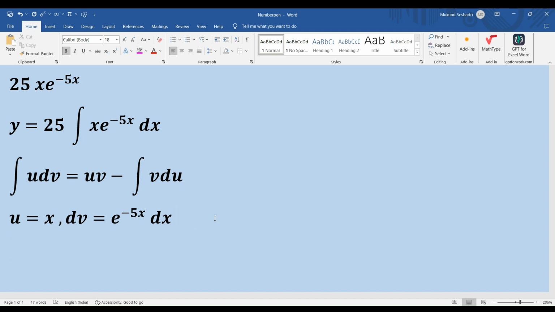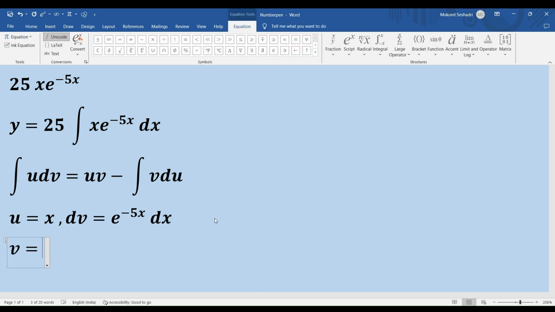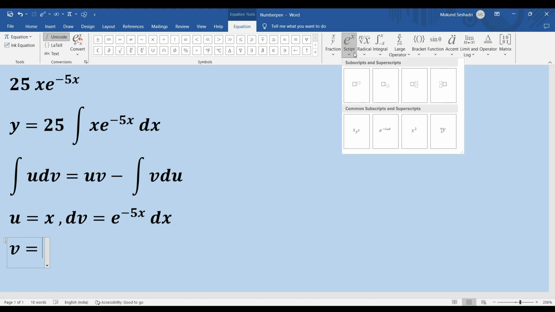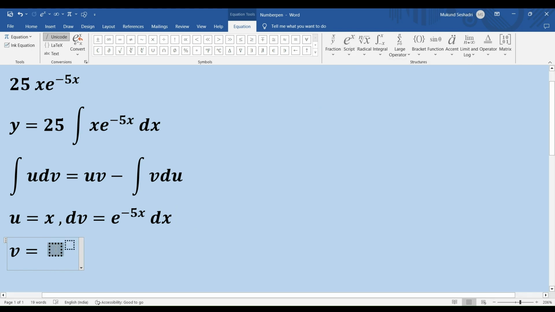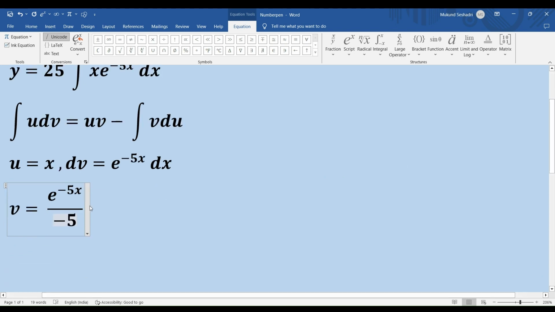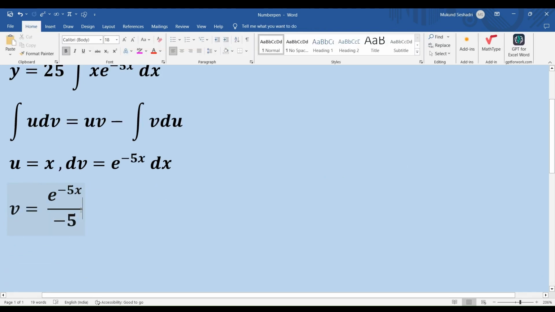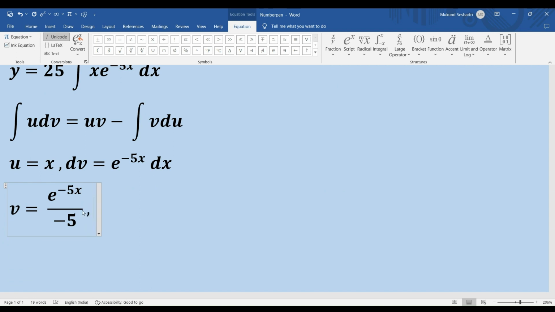So can I figure out what is my v from dv? My v is nothing but integral of e to the power minus 5x dx, right? And this is something which is quite familiar to us. And the answer for that is e to the power minus 5x divided by minus 5, right? I'm not going to add the constant here. We will do that towards the end, right? And I have my v with me right now. And I have my u.